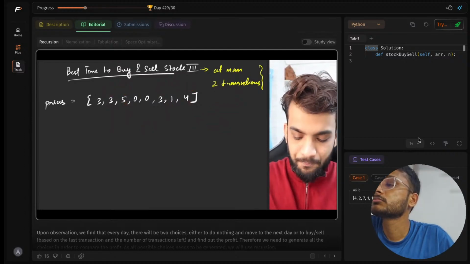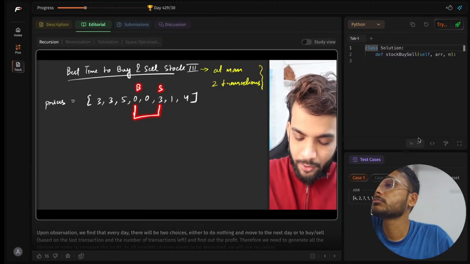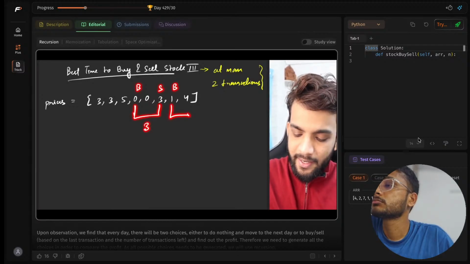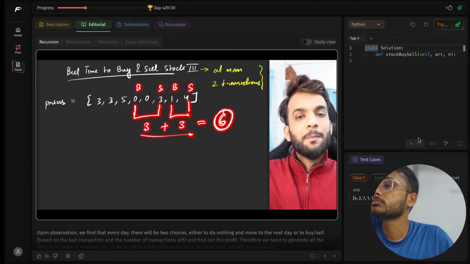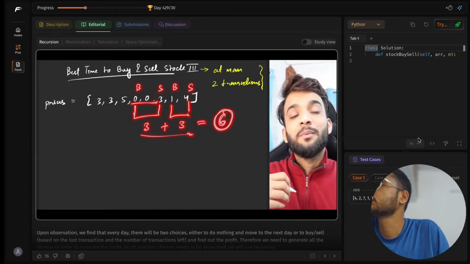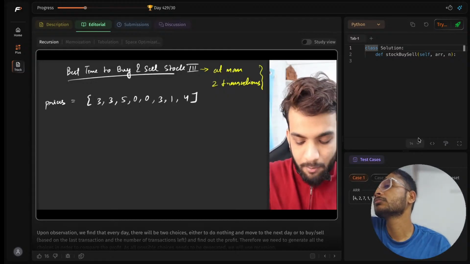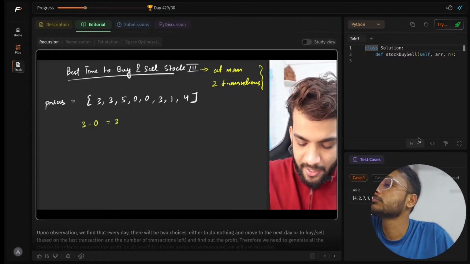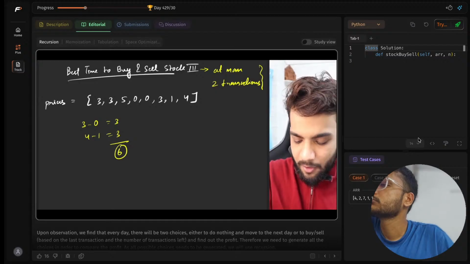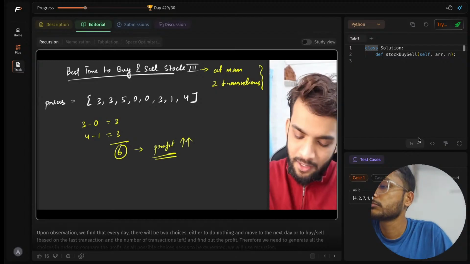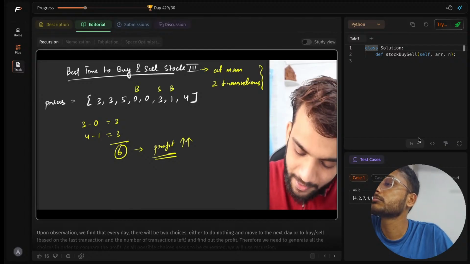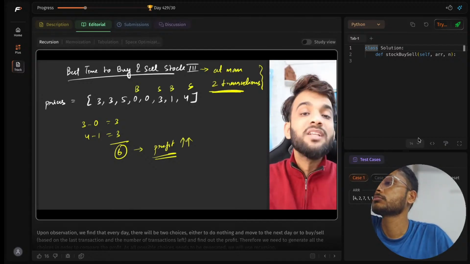Or I can say, hey listen, buy here, sell here to get a profit of 3, again buy here and again sell here to get a profit of 3. In total you can make a profit of 6. That means you can do these couple of transactions and make a profit of 6, and that's the maximum you can make. That's 3 minus 0 equal to 3 and 4 minus 1 equal to 3, which makes a total sum of 6, and that is the maximum profit that you can make, by buying here, selling here, buying here, selling here. So you have done at max 2 transactions.